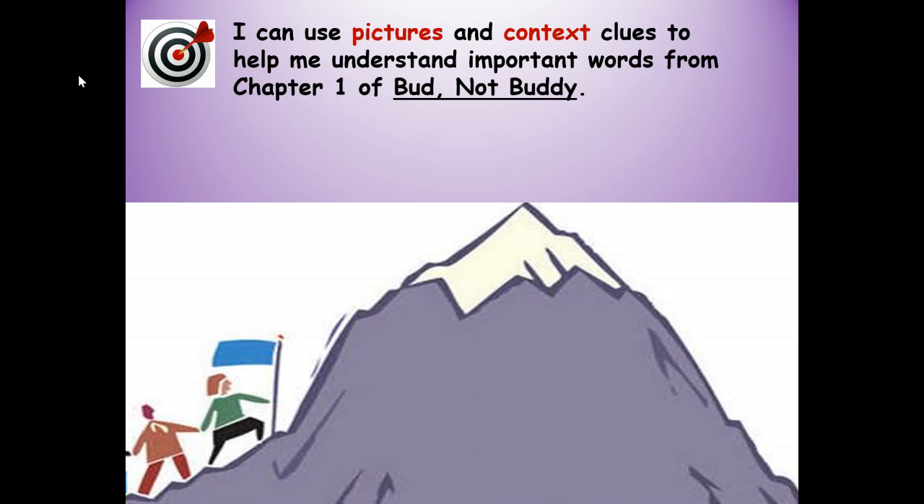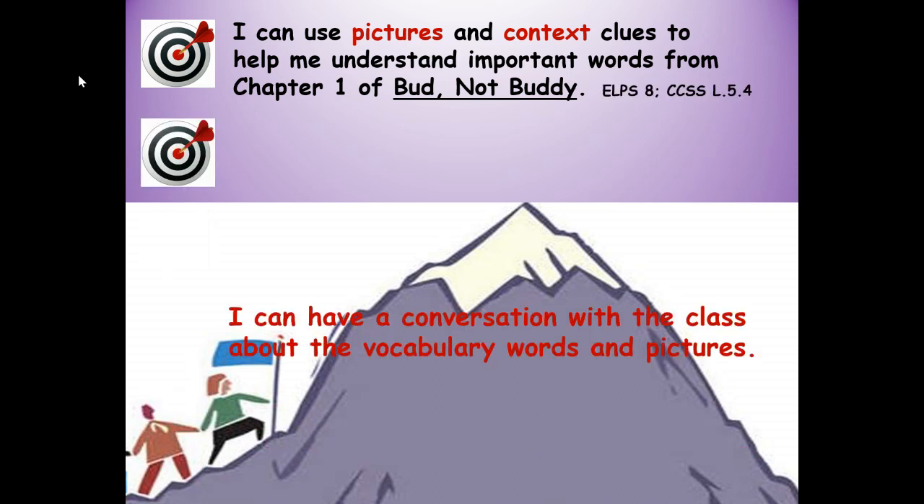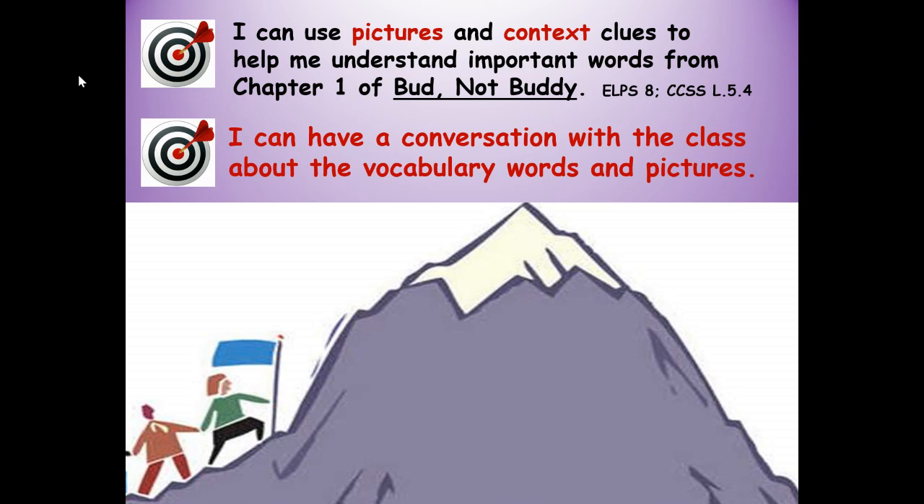So our learning target for this lesson is I can use pictures and context clues to help me understand important words from Chapter 1 of Bud Not Buddy. And of course, these are words 6 through 9. Our second learning target is I can have a conversation with the class about the vocabulary words and pictures.